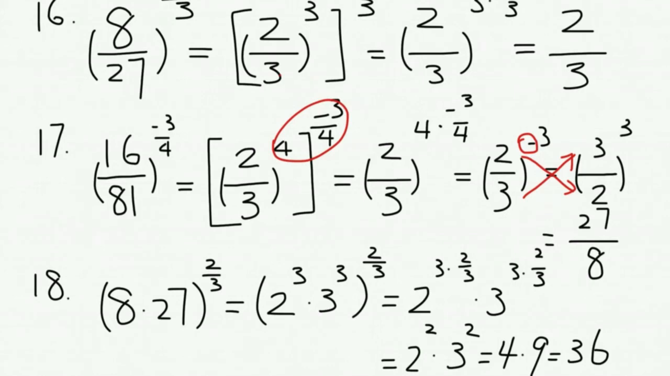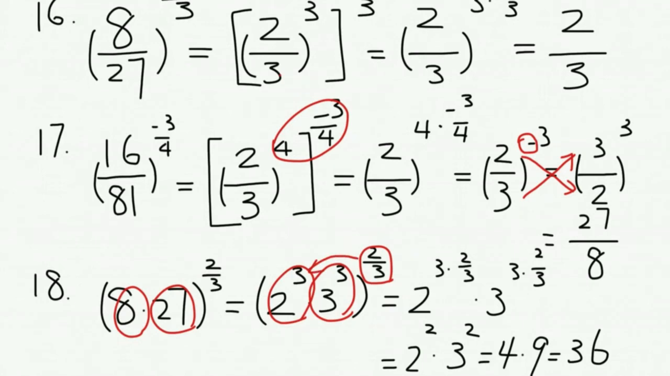Number 18. 8 times 27 raised to 2/3 power. So rewriting 8 as 2 raised to the third power, 27 as 3 raised to the third power. Then it's almost like distributing the exponent because it's inside the parentheses. So I'm distributing the exponent to each term. So 3 times 2/3, that's 2. 3 times 2/3, that's 2. So I have both 2 raised to the second power, 3 raised to the second power, which is 4 times 9. That gives me 36.